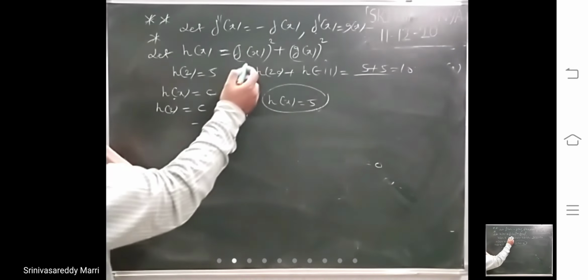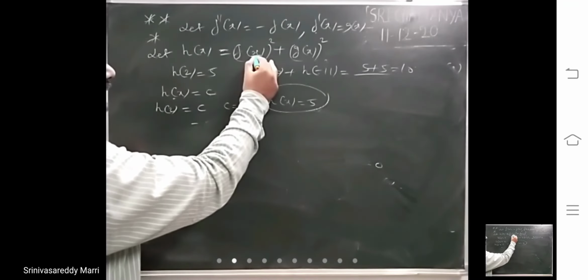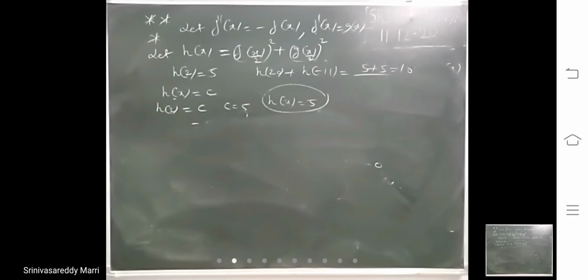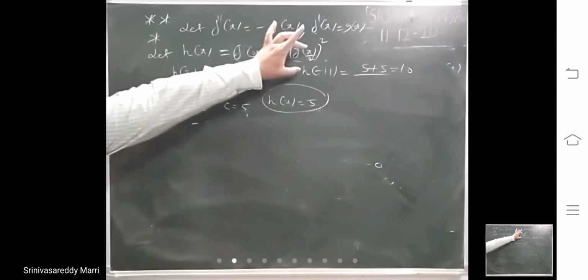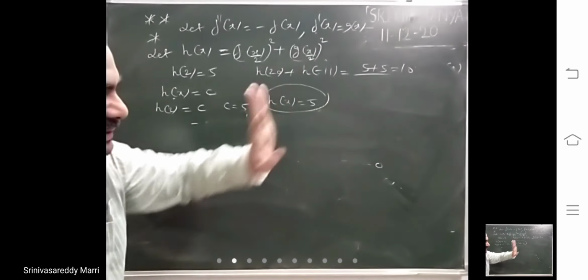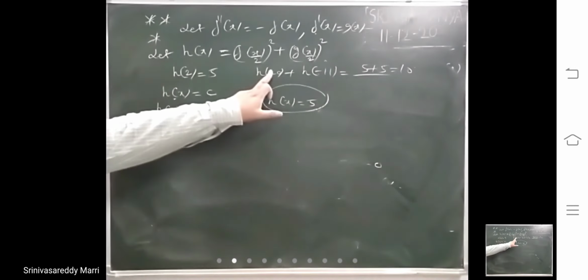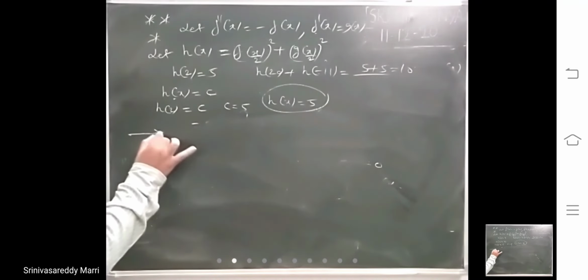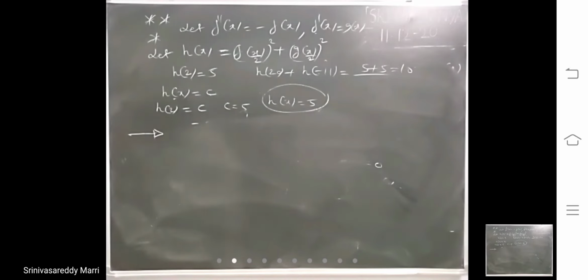In the same manner, instead of here, he will put x by 2. Same question: f of x by 2 whole square plus g of x by 2 whole square, and h of 2 equal to 5. Then this is the same. Constant means this is 5, this is 5. Like that he will ask. Look at another question, where he will ask indirectly.